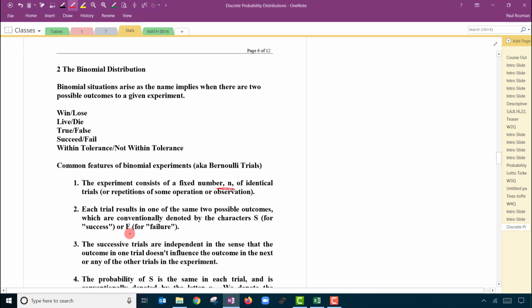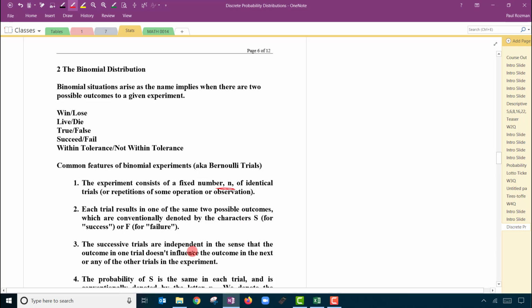Just for some notation, we'll use the letter S for success and the letter F for failure. Regardless of the context, they don't necessarily mean good or bad. If I'm interested in the probability of a BCIT student failing the course, then a success is a student that failed the course. So don't let that imply necessarily something that's good or bad. It's just what your main interest is at that time.